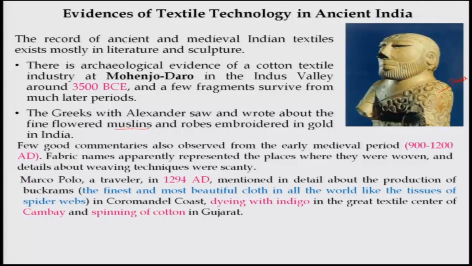And if you look at another traveler like Marco Polo, who came around 1294 AD, he mentioned the production of Buckrams, the finest and most beautiful cloth in the world, like the tissues of spider webs, on the Coromandel coast, that is in the Deccan areas of Tamil Nadu, dyeing with indigo in the great textile center of Cambay, and spinning of cotton in Gujarat.